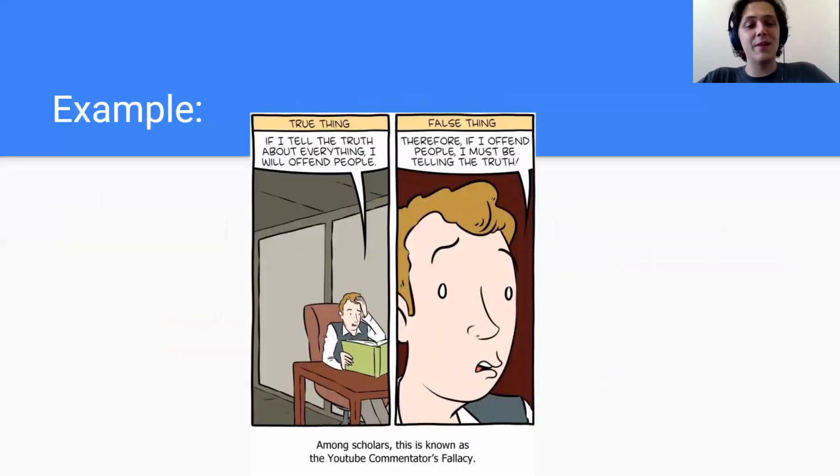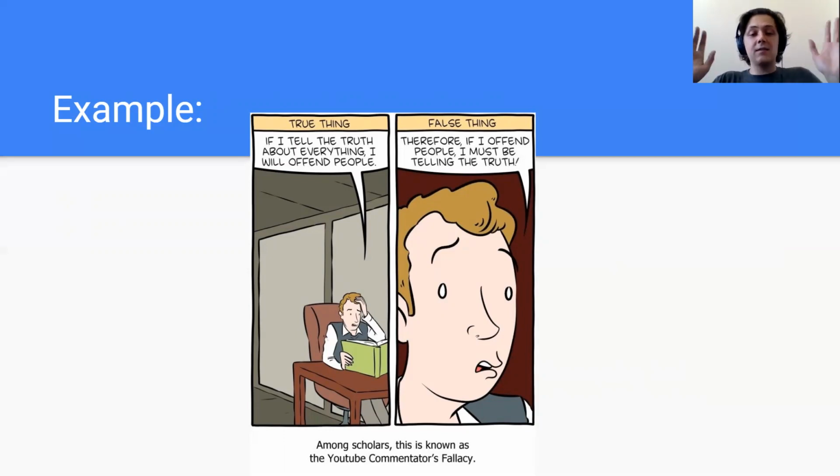So here's an example. This is just a comic I found on the internet. I thought it was funny, so it's in the slide. But I like the example. So there's a true thing. And the true thing is, if I tell the truth about everything, I will offend people. And that's true. There are some people in the world who, if you tell them that the Confederate flag has a racist history, they will be offended by that. It's true. It does have a racist history. But if you tell them that, they'll get offended.